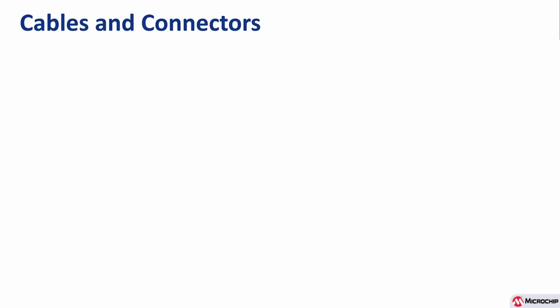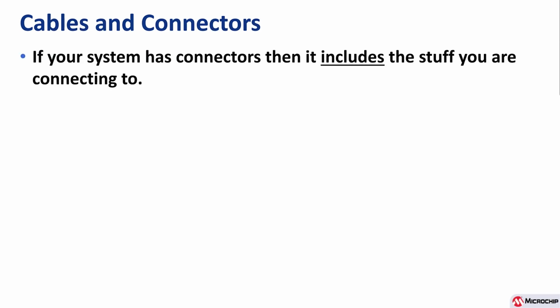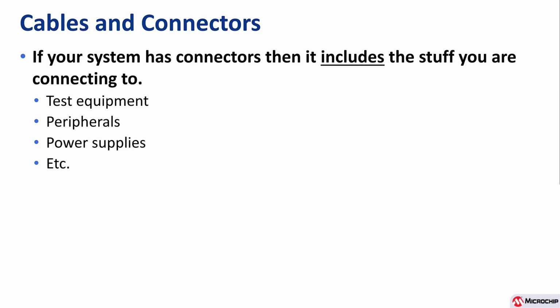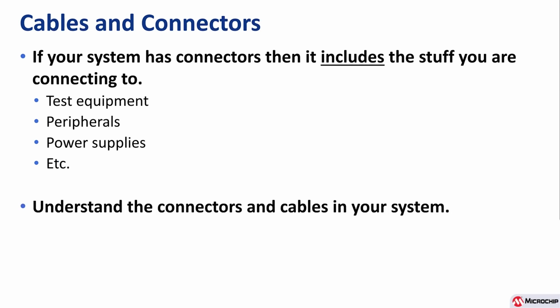Cables and connectors. Let's talk about these for a second. If your system has connectors, then it includes the stuff that you're connected to. Test equipment, peripherals, power supplies, other stuff. Understand those connectors and the cables in your system. Look at the drawings, look at the tech specs, tear them apart. I've looked at USB connectors as an example and Ethernet connectors and discovered that some of them are far, far better designed internally and keep the signal integrity much cleaner than others. And not always based on cost, but it is often based on cost. They correlate anyway. There's a correlation, not a causation.